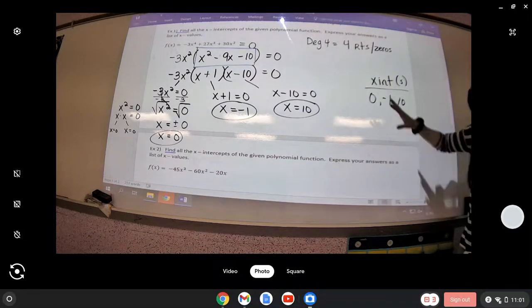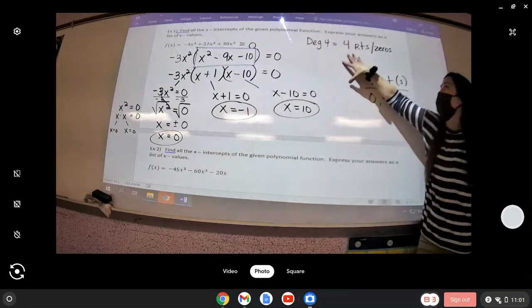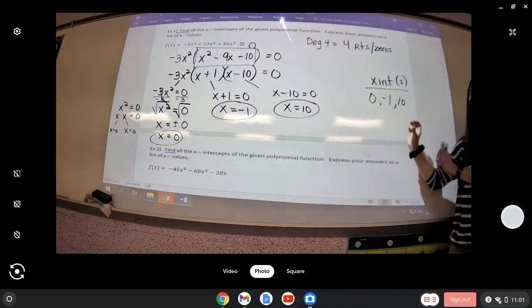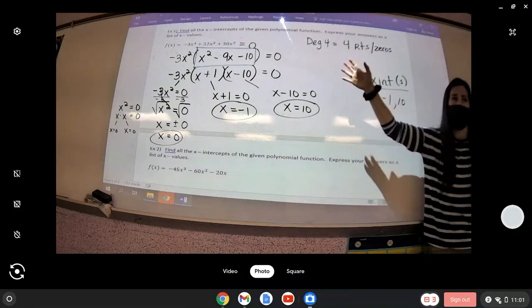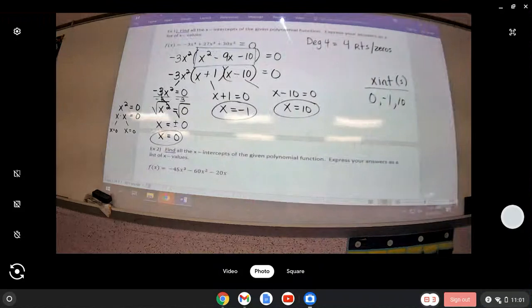Okay? All right. So again, the number of answers that you get, 4 should equal 4. But it doesn't mean the number of x-intercepts you write down might look like 4, okay? All right, let's try the next one. Let's try this type one more time.